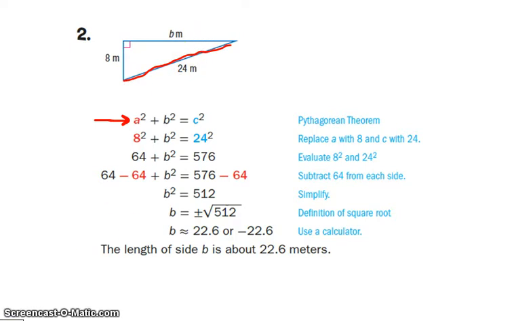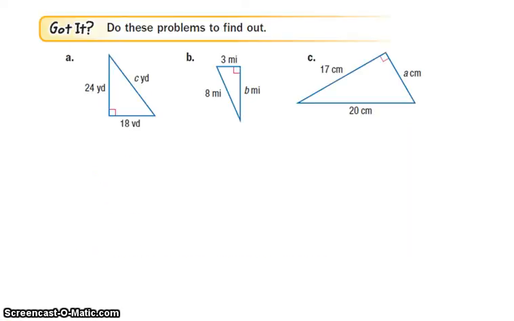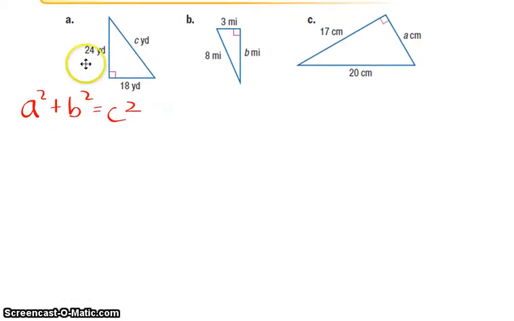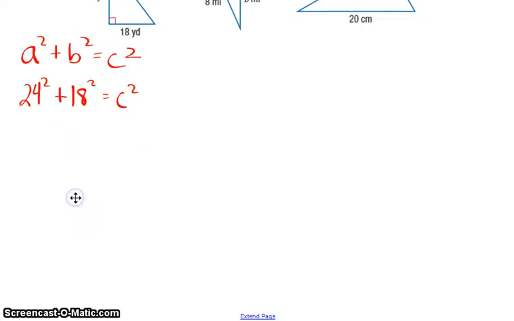So let's try a couple here. Let's look at your got it problems. Let's work out letter A together, and then I'll let you try B and C on your own. So again, we're going to start with our equation: a squared plus b squared equals c squared. Now let's plug in what we know. In this problem, they give us the two legs, a and b. So make one a and make one b. It doesn't matter which is which.